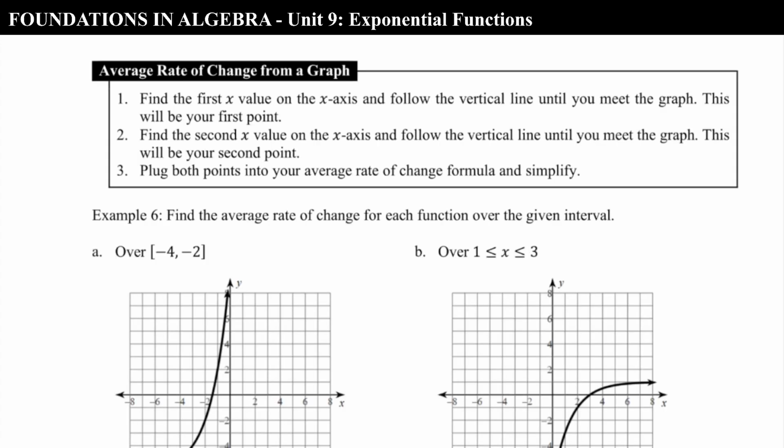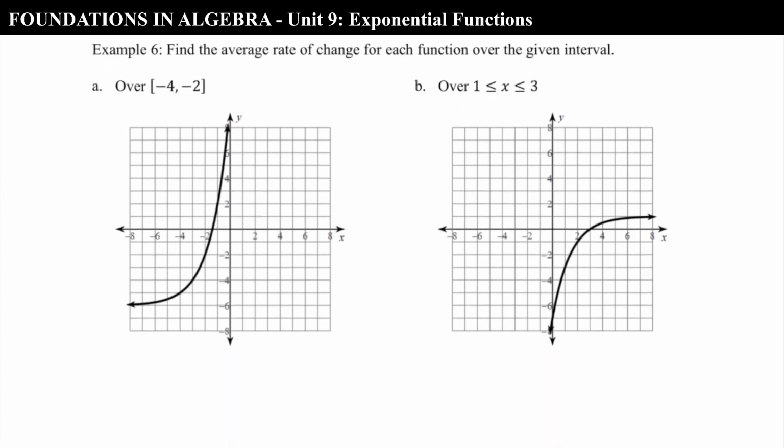Finally, doing this with a graph is kind of in between. You have to do a little bit of work to find your y's, but it's not too difficult. You're going to find the first x value on the x-axis and follow the vertical line until you meet the graph. And then you find the corresponding y, and that gives you your first point. Do that for the second x value as well, and then plug both points into your average rate of change formula and simplify.